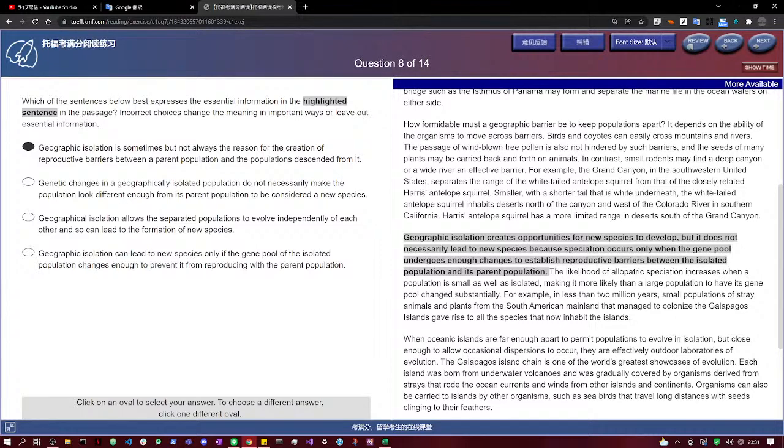Geographic isolation can lead to new species, but only if the gene pool of the isolated population changes enough to prevent it from reproducing with the parent population.